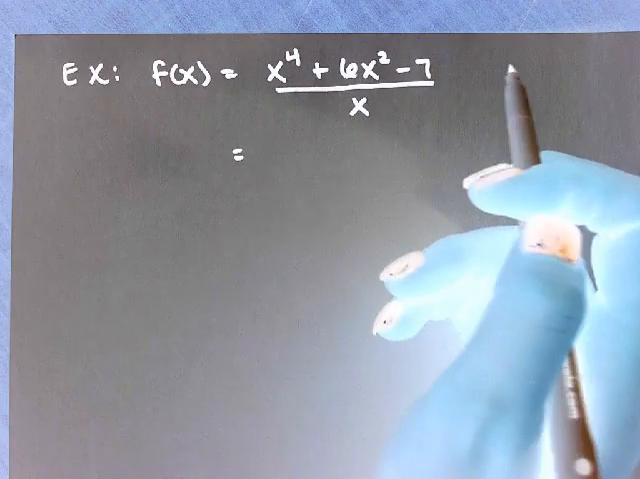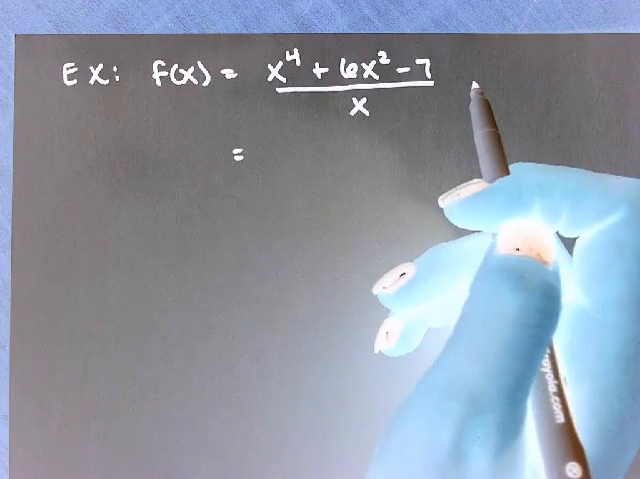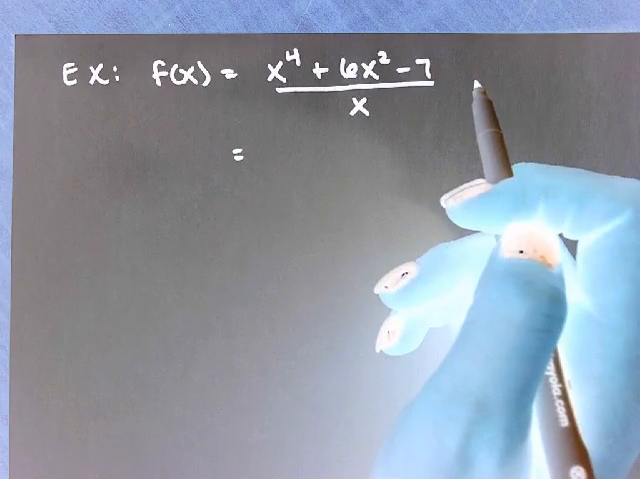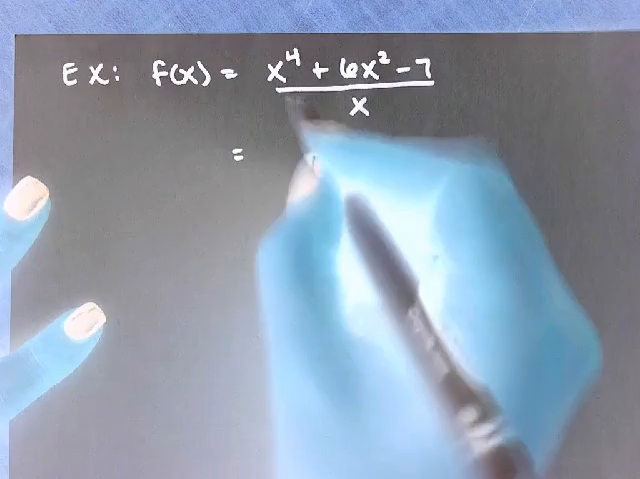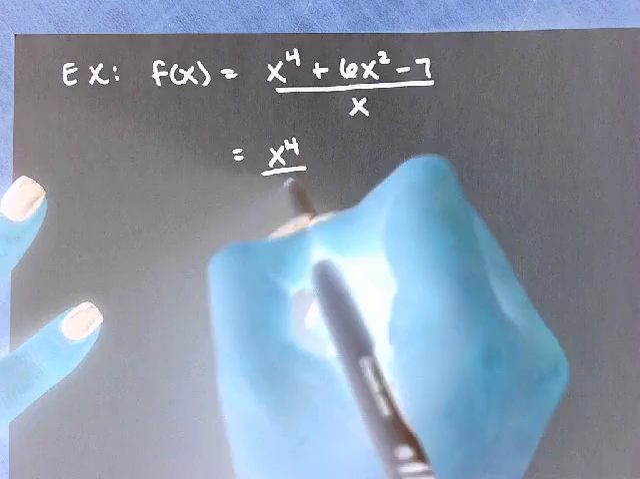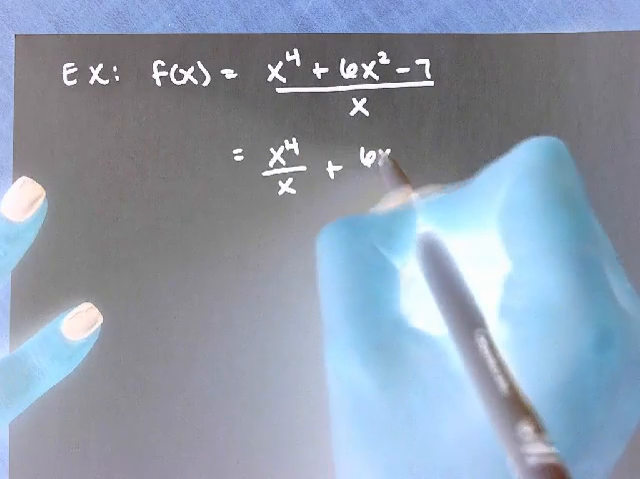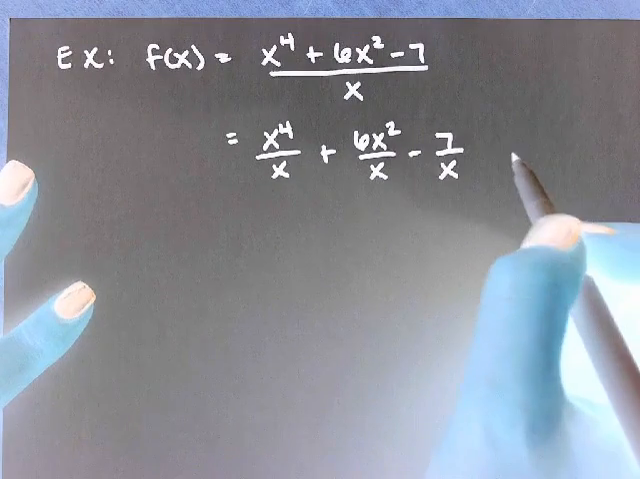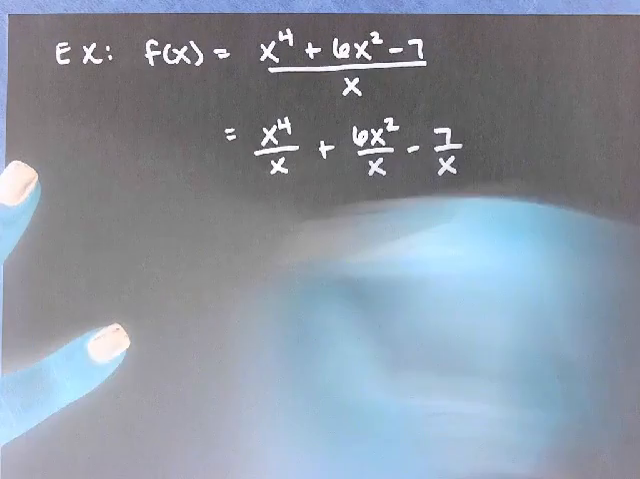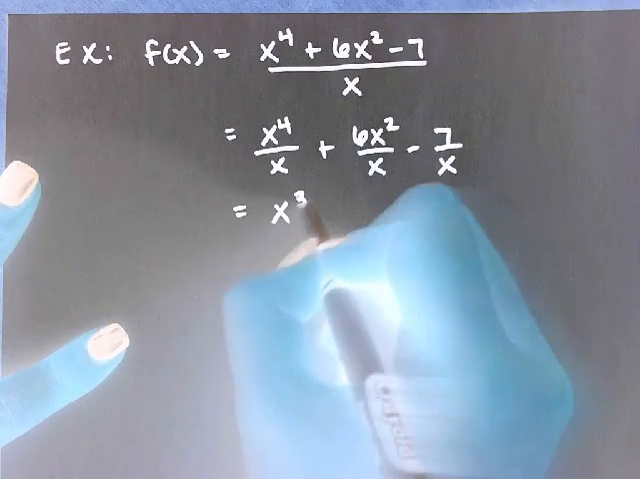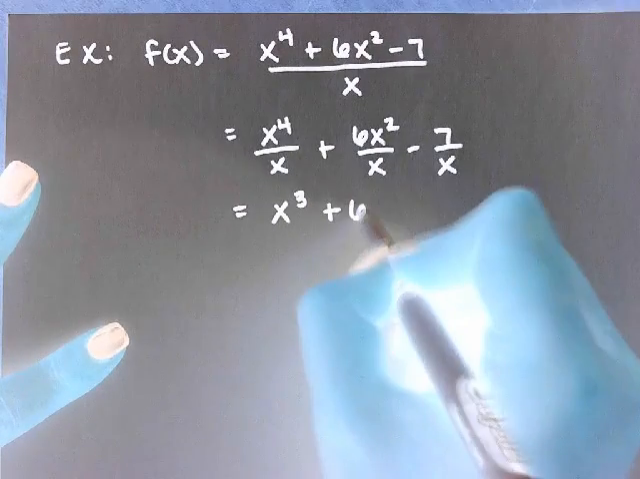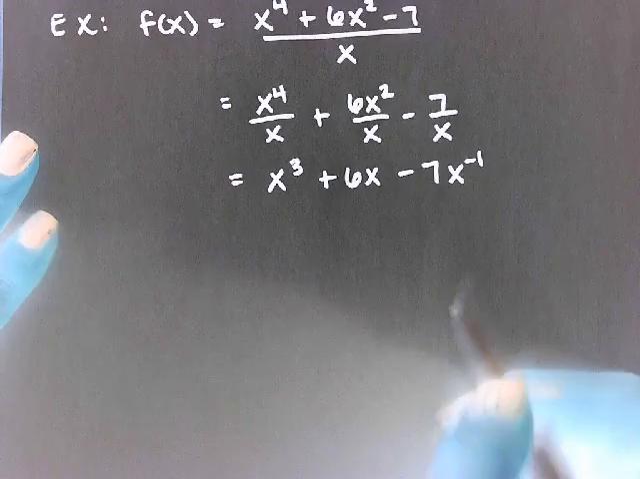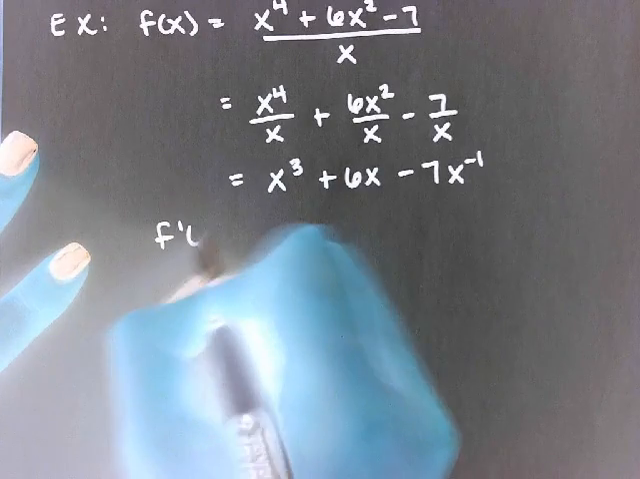You can think of it as, oh, they had 3 fractions to start with and they had a common denominator, so they added them all together. So we're gonna split it apart. See how easy it can be sometimes to avoid that quotient rule? So x to the 3rd plus 6x minus 7x to the negative 1. And now we're ready to find that derivative.